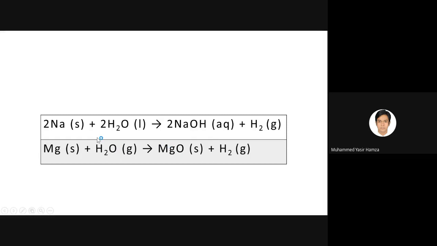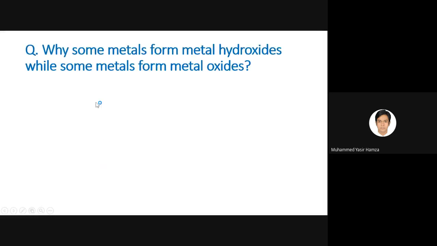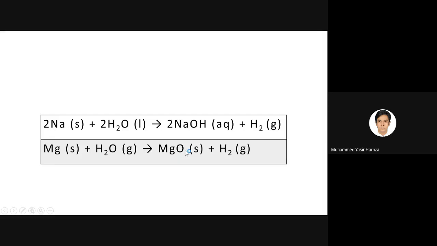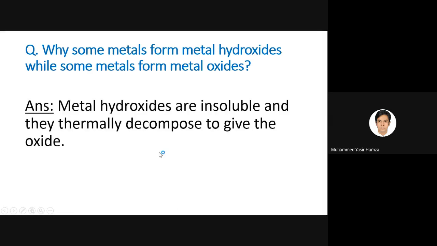That means this steam has heat, right? Thermal means heat. So this heat decomposes magnesium hydroxide to magnesium oxide. It is not that magnesium hydroxide is not forming. Magnesium hydroxide is also forming, but for a very short time, so it decomposes to magnesium oxide within a fraction of time. So who made this possible? This is heat: the thermal decomposition of magnesium hydroxide decomposed it to magnesium oxide.